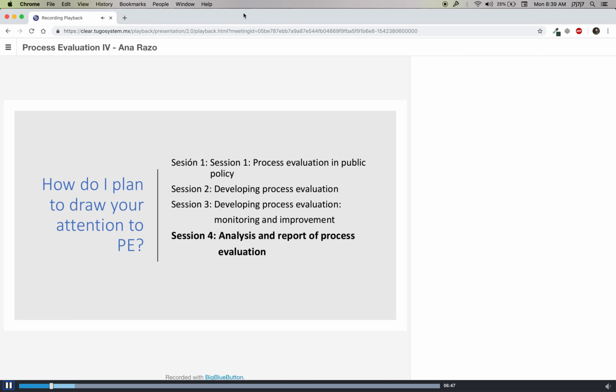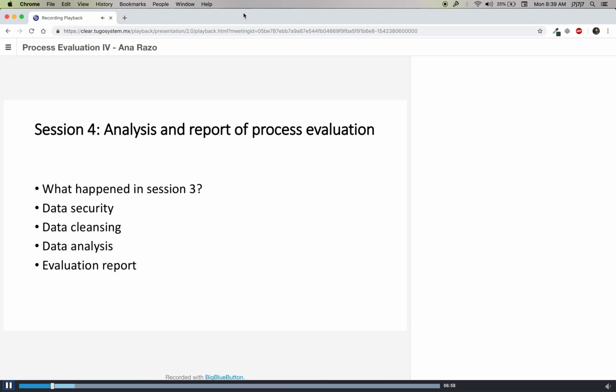So when you are conducting a process evaluation, you have to include certain elements, and these are the elements included after session 3. We have data security. We need to know how to manage this, how we're going to clean databases, how we're going to structure and guarantee that the information is secure, and also how we can analyze this information, the strategies, the different tools to consider. And last but not least, we are going to have some key elements to conduct the evaluation report.